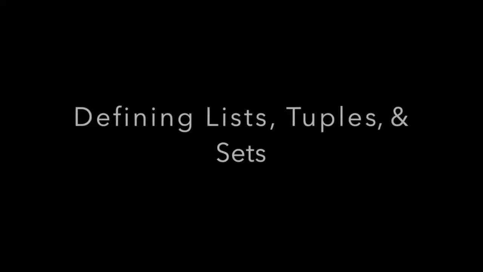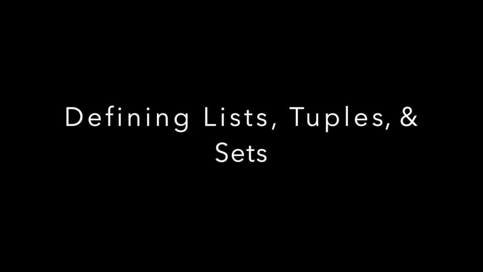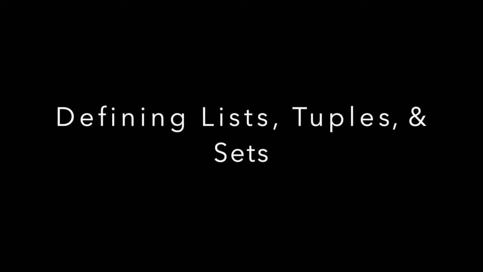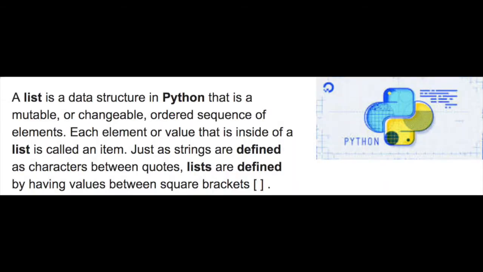When it comes to lists, tuples, and sets, the best way to introduce their functionality is by giving the definitions for all. A list is a data structure in Python that is a mutable, or changeable, ordered sequence of elements. Each element or value that is inside the list is called an item. Just as strings are defined as characters between quotes, lists are defined by having values between square brackets.